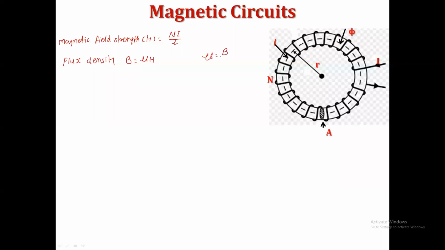Mu is equal to B upon H, so that I can write B is equal to mu into H. Yes or no?